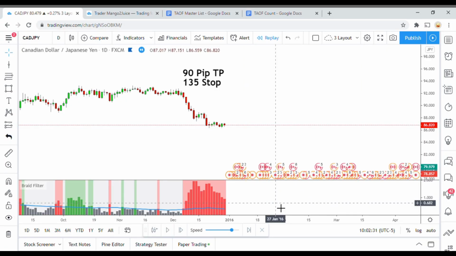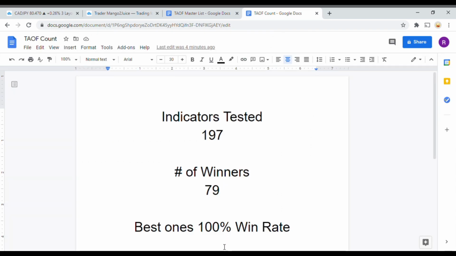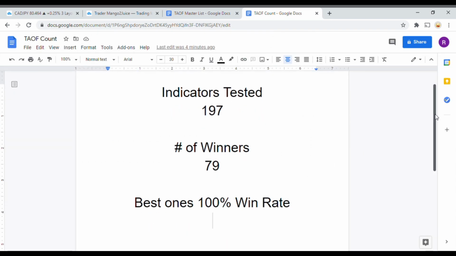Alright, as I said, today we will be testing the Braid filter. But before we do, I wanted to put the indicator scoreboard up for everyone to see.